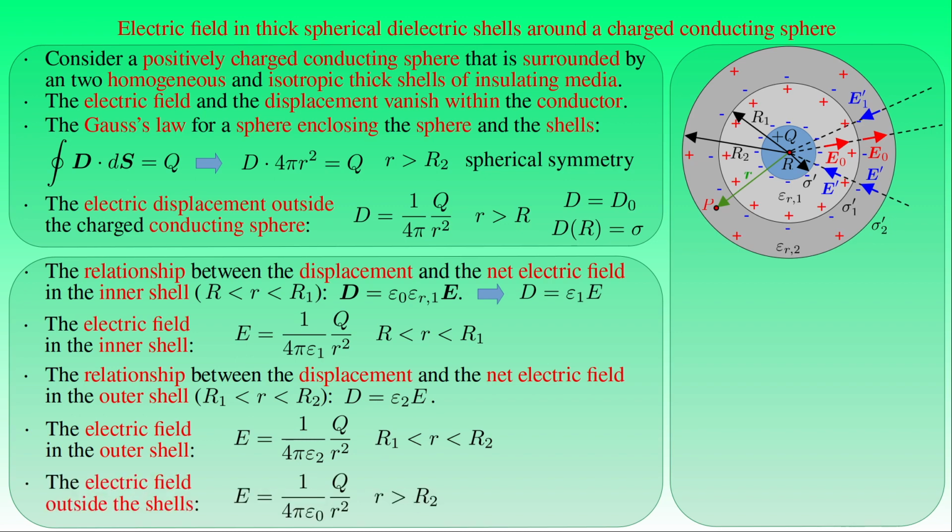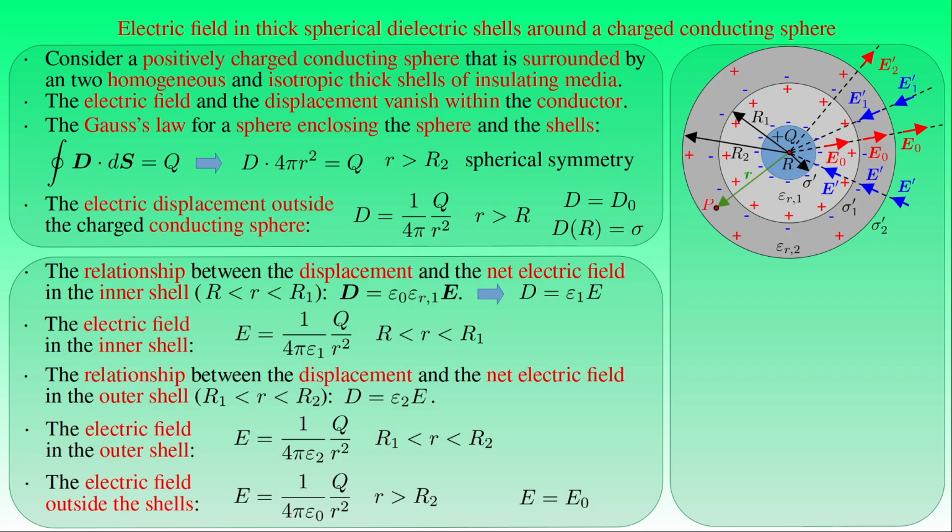Outside the shells the displacement D is equal to epsilon naught times the electric field strength E. Hence, the magnitude of E at any point P outside the outer shell is given by 1 over 4 pi times the vacuum permittivity epsilon naught, times the charge Q over the square of the distance r between the point P and the center. Evidently, the superposition of the electric fields E prime and E prime 1 with the field E prime 2 due to the polarization surface charge density sigma prime 2 over the boundary at the radius R2 vanishes, and the net electric field is equal to E0 due to the free charges Q. That is, the electric field in this region is the same as the field of the point charge in a vacuum.